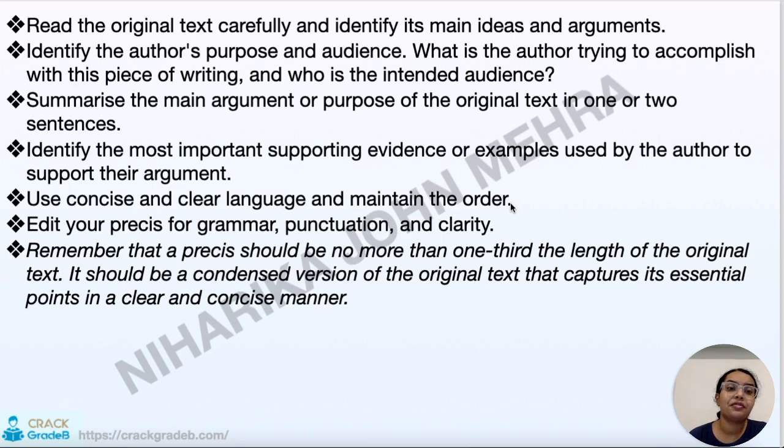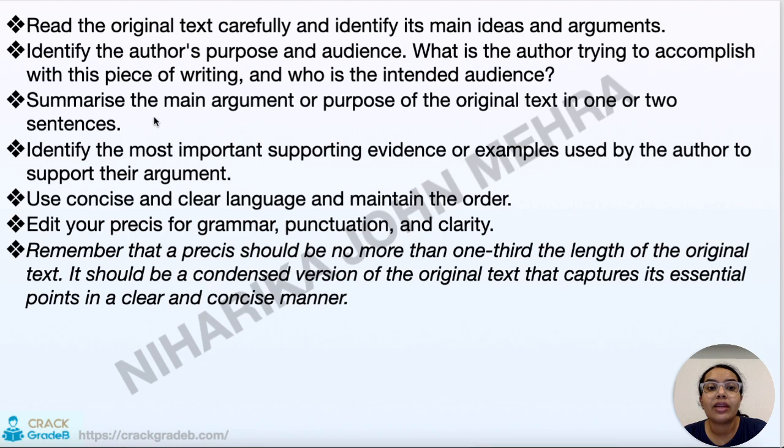So the first time you read the article, you read it carefully and try to identify the main ideas and arguments. Don't start typing. Okay? You identify the author's purpose and audience, just like you do in RC. In reading comprehension, you try to find out the author's main motive and purpose, right? And theme questions are asked. So you try to understand why the author has written it. When you ask why this is written, you will get the answer to the author's purpose.